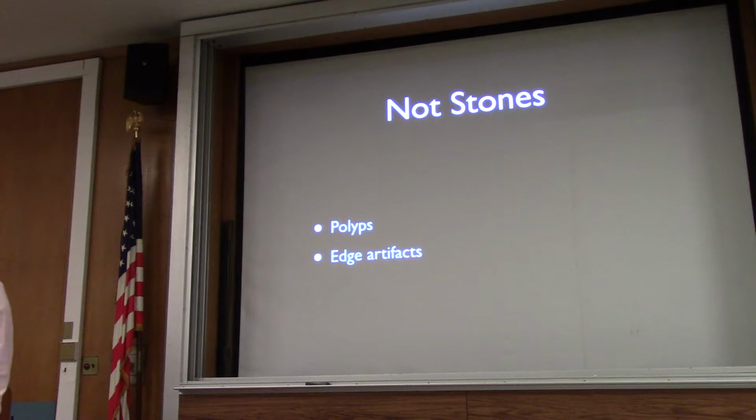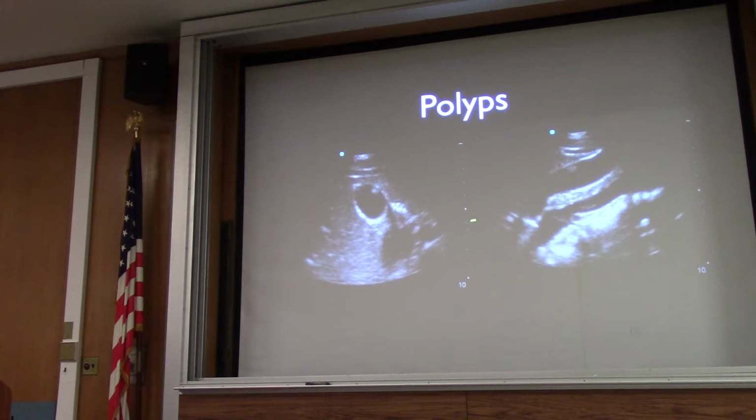So what are not stones? Polyps and edge artifact. So what do polyps look like? Well, polyps look a lot like gallstones, a bright white structure, kind of round, in the gallbladder. But you see how this one is hanging, right? We say that gallstones follow gravity. They're just rolling around. They're not attached to anything. So it shouldn't really be up against the top of the probe.